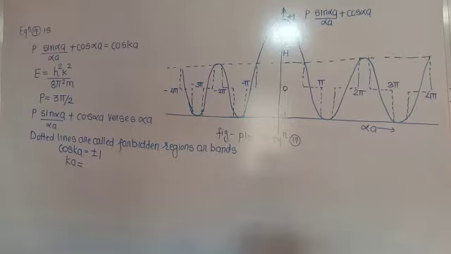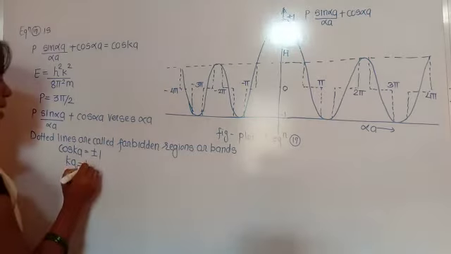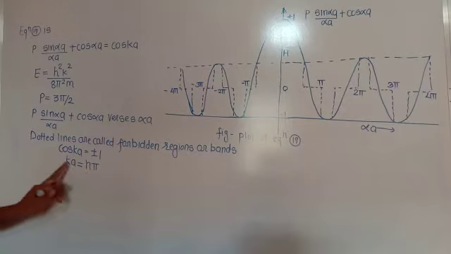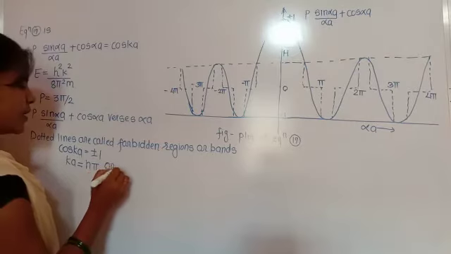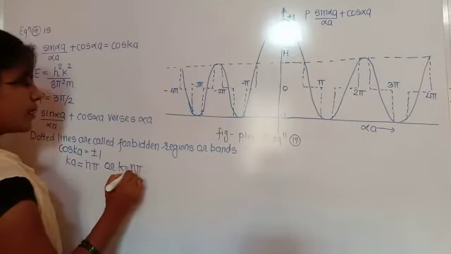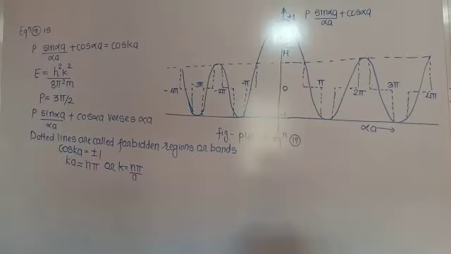So therefore Ka is equal to n pi, because cos Ka takes the values plus 1 and minus 1 when we put n pi. From that we calculate Ka is equal to n pi by a. Okay, so this is the first conclusion.